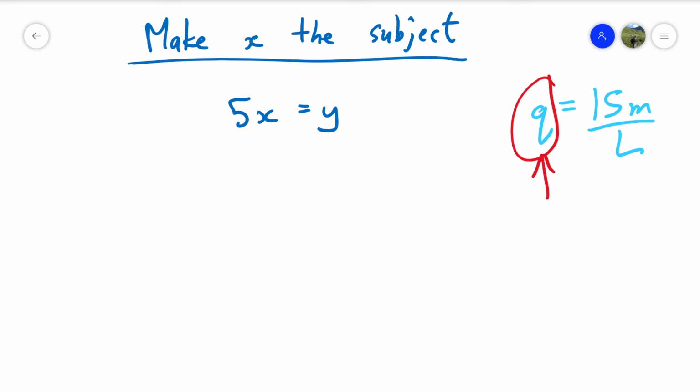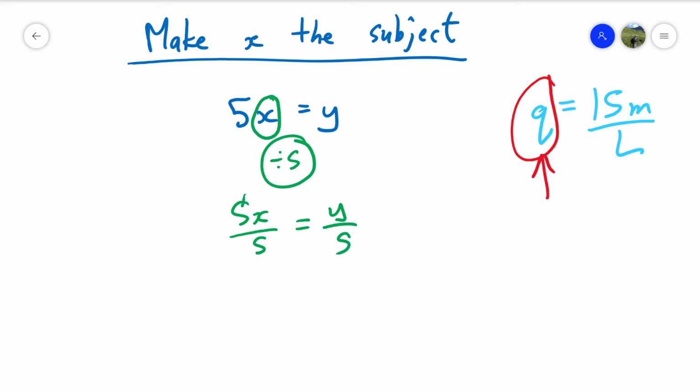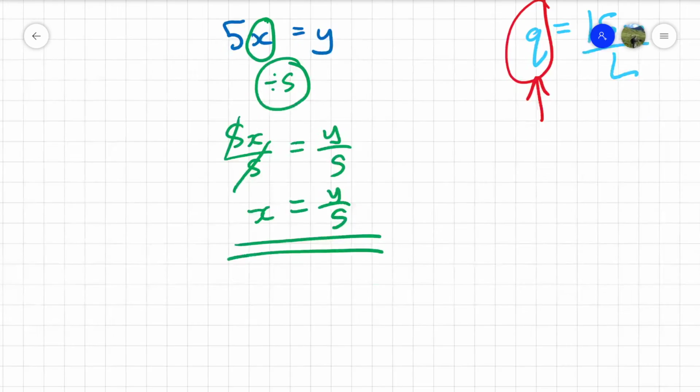Right, anyway, pause the video if you want to have a go. I need to make x the subject, which means I need to make x be on its own, so everything else has to disappear. So what can I do to both sides to make the 5 disappear? I can divide by 5 because it's the opposite of times. So I then end up with 5x divided by 5 equals y divided by 5. They cancel, so I've now got x equals y over 5. x is now the subject of the equation. Boom.